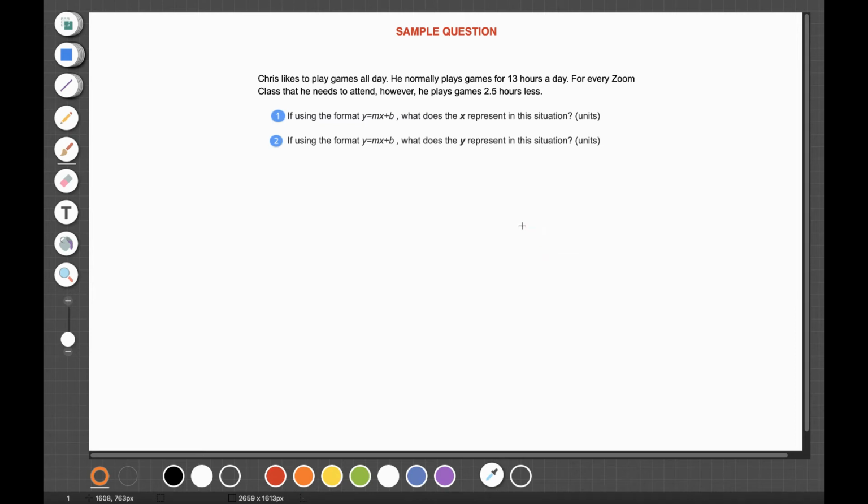All right, so just as a reminder, this is a sample question. So this is not the exact question you're looking at, but something similar. Hopefully this will help you.